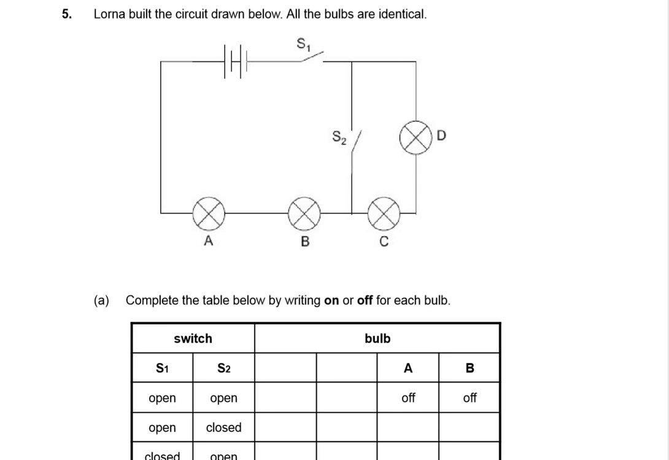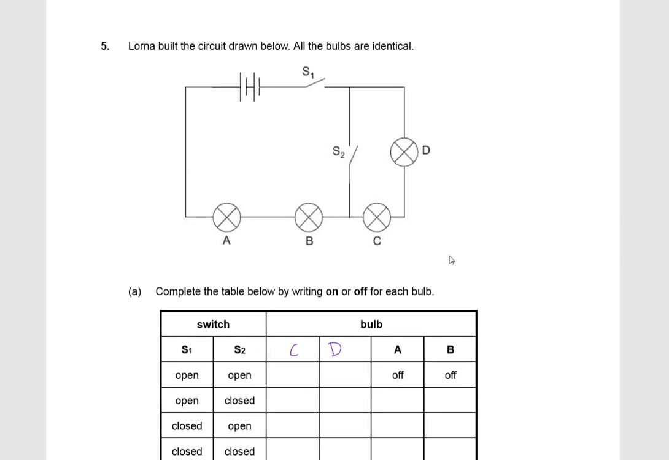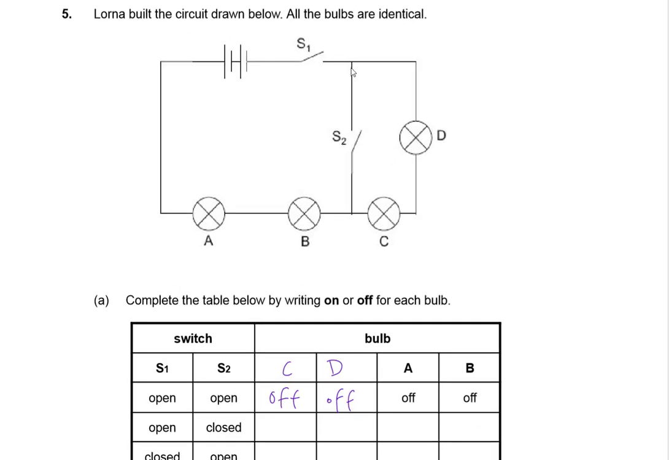Now we have a series circuit. Now for this one here, normally we need to be talking about C and D as well, but it was not printed, so I told some people not to worry about it. Okay, now if everything is open, what's going to happen? So this will be off, this will be off, this will be off. So if everything's open, there's no current going through.